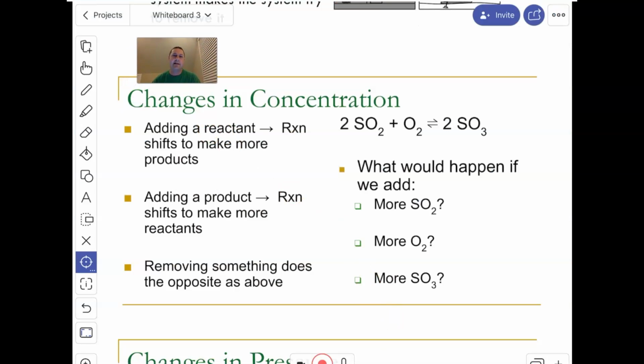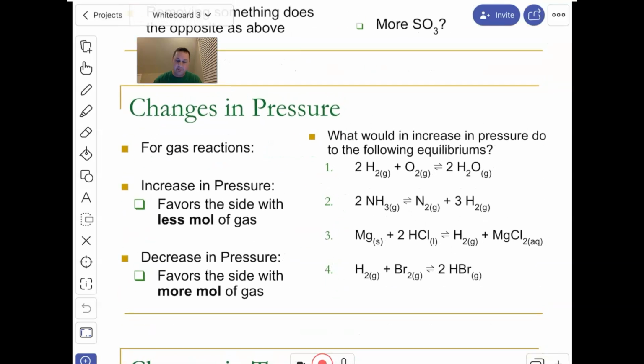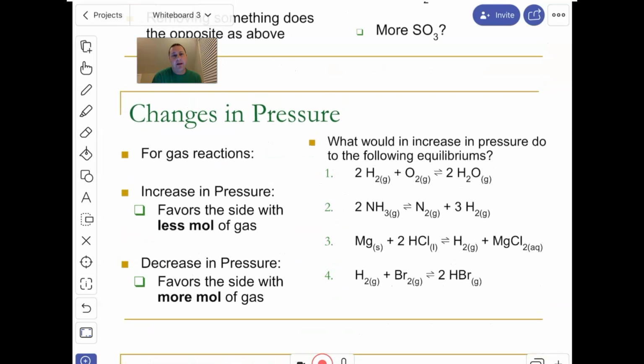All right, that's changing in concentration. Okay, moving on, changes in pressure. This one's a little trickier to show maybe with some videos, but I believe that I have one. Here's the idea. Same thing with changes in pressure. You increase the pressure, typically by decreasing volume. Remember, pressure and volume are inversely proportional. So when you increase the pressure, it wants to decrease the pressure.